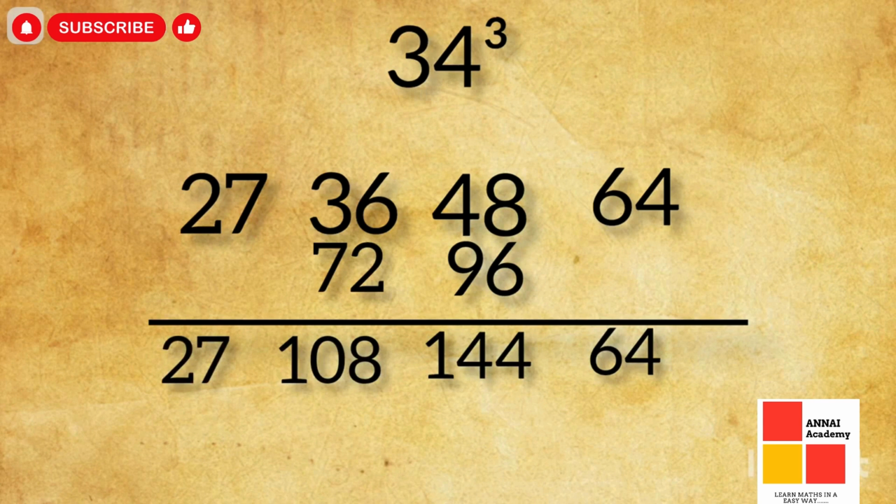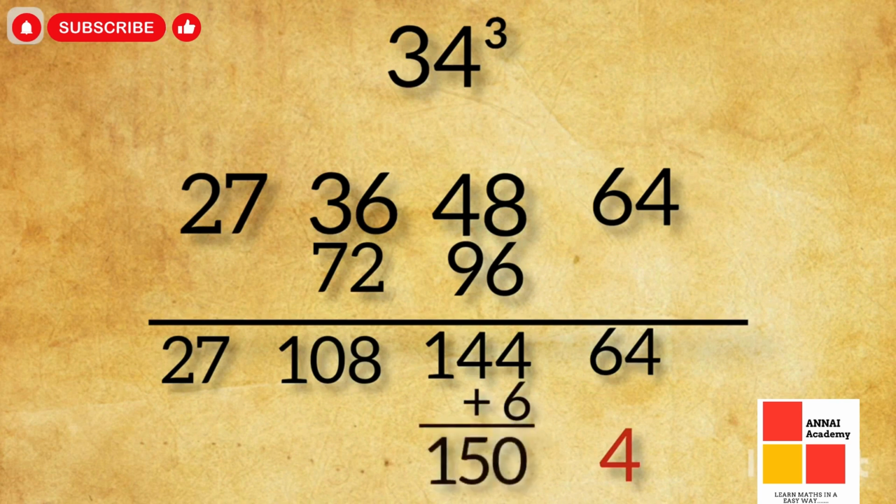In the third step, we have to write the answer. We will start writing the answer from the right side. On the far right, we have 4. We will write it in our answer. And we will carry the remaining 6 to the next number. After adding 144 and 6, we will get 150. On the far right, we have 0. We will write 0 in our answer. And we will carry 15 to the next number.